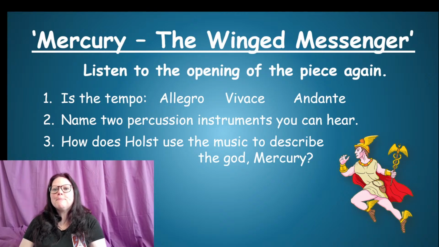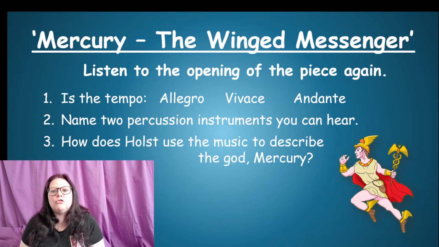Okay. How does Holst use the music to describe the god Mercury? Well, straight away, the tempo is very fast-paced like Mercury, very lively, playful, energetic. More instruments get added to the drama. It increases the dynamic. There's lots going on. It's very, very busy. It's a very busy whisking through, going from one spot to the other, moving around.